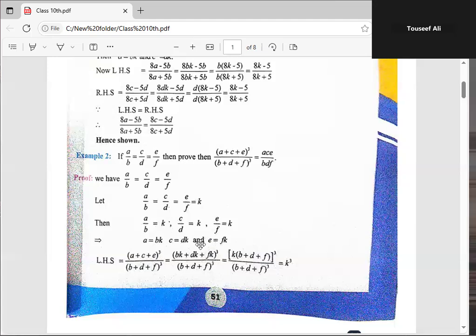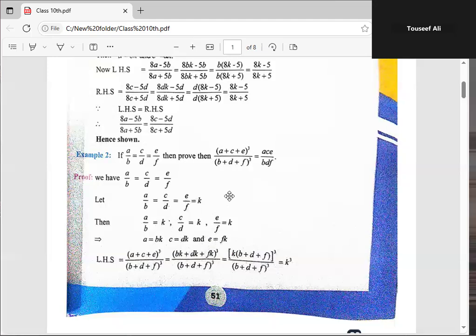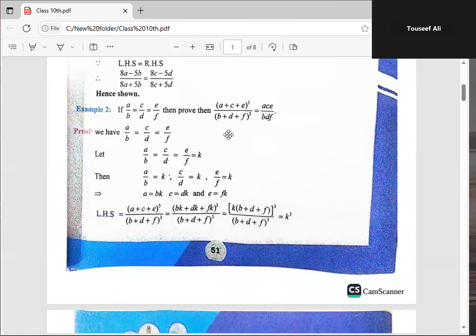In left hand side first, now we will consider the left hand side: a plus c plus e whole cube divided by b plus d plus f whole cube. In this left hand side, we will replace the values of a, c, and e. In place of a we replace bk, in place of c we replace dk, and in place of e we will substitute fk.